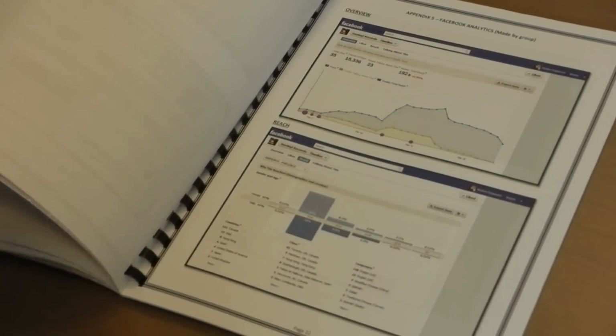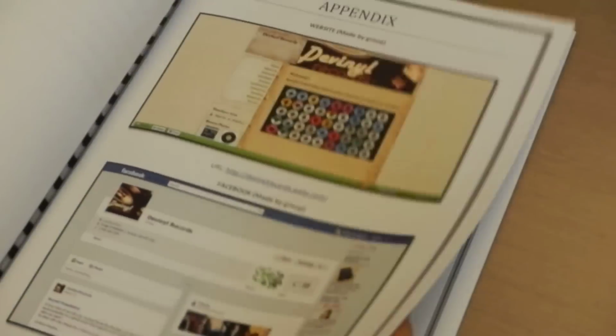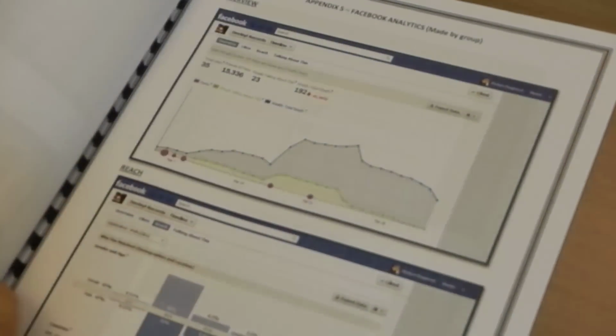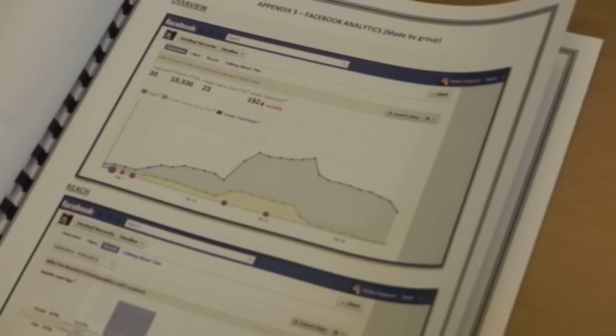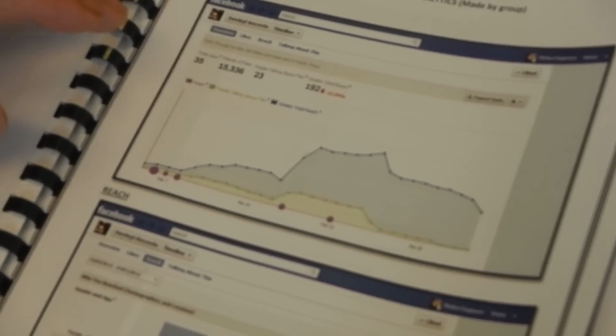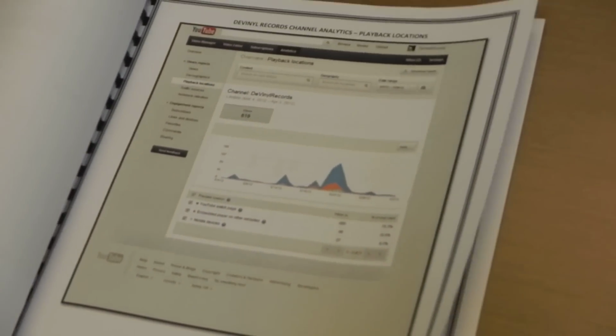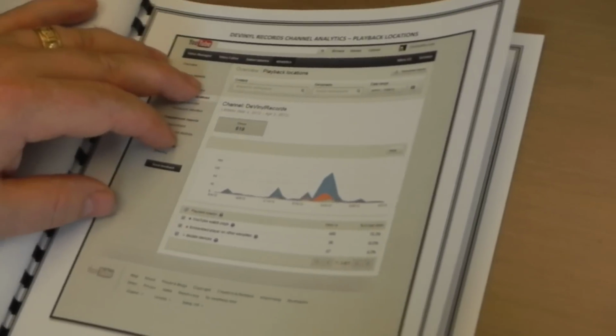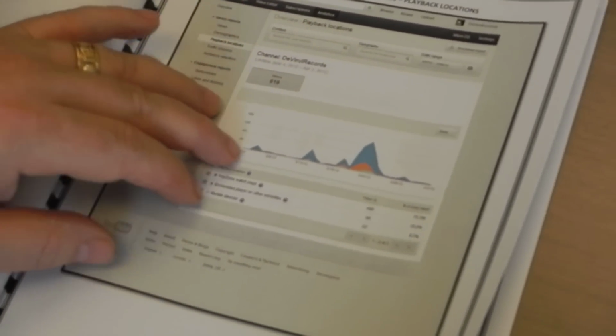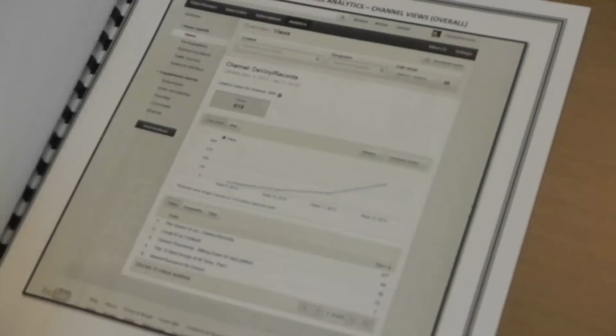Now, in their appendix, they had some Facebook analytics because they made their Facebook page. And they talked about the friends of fans, and they talked about their likes, and they talked about a number of things which showed that they really knew about this as a topic. And they also had some examples of their YouTube and some playback locations and where people were looking at their videos, which I thought was quite interesting.